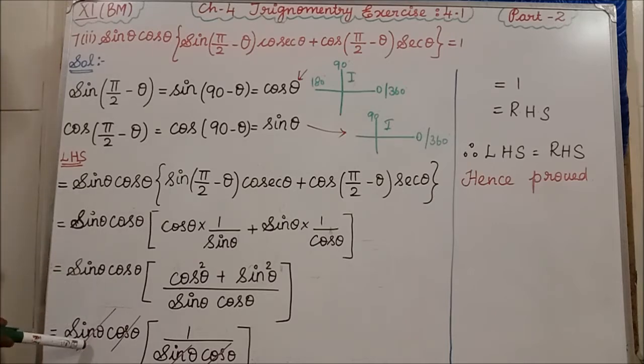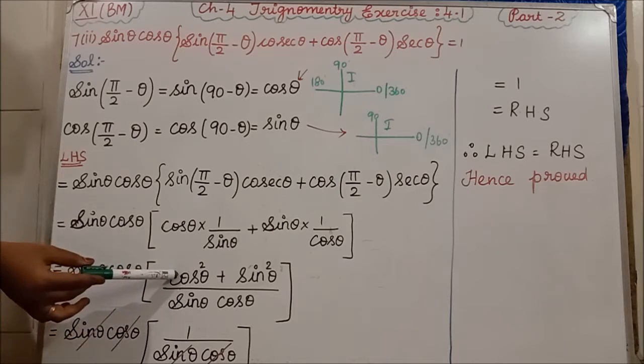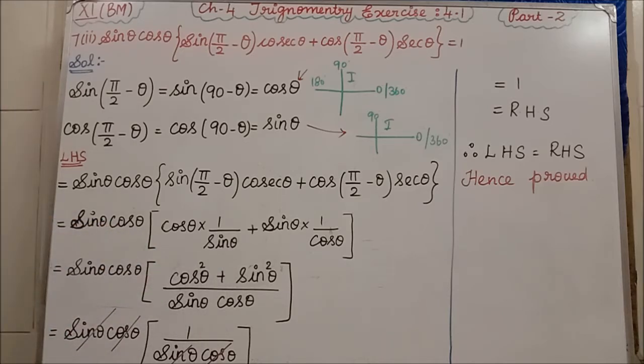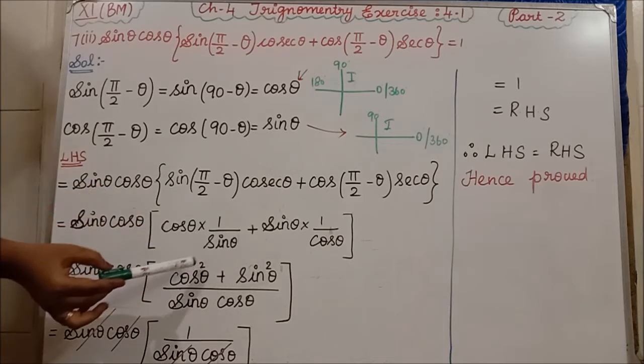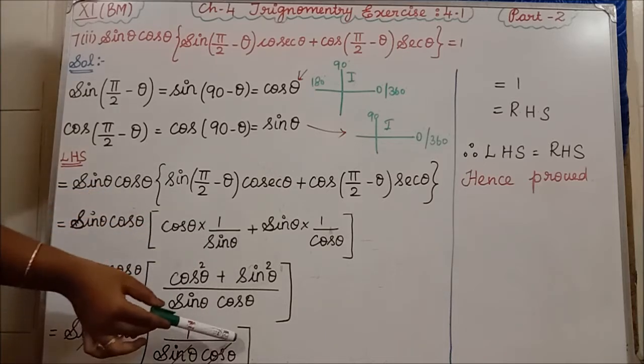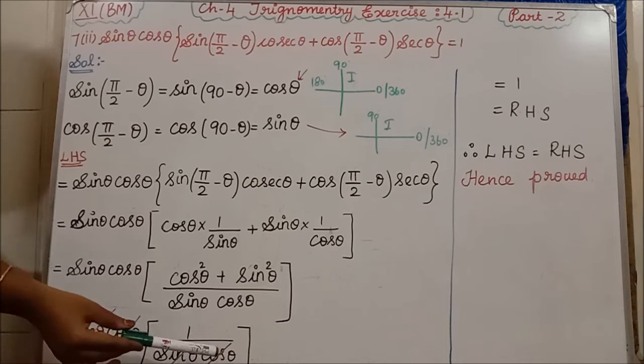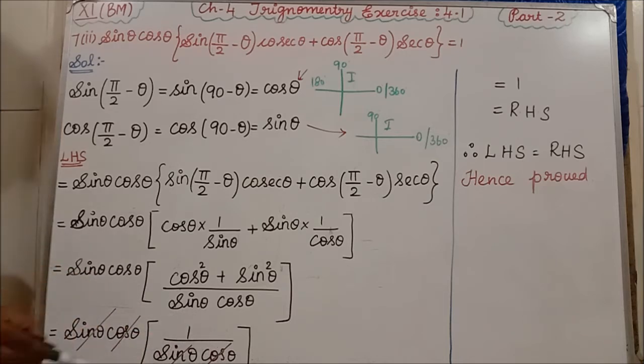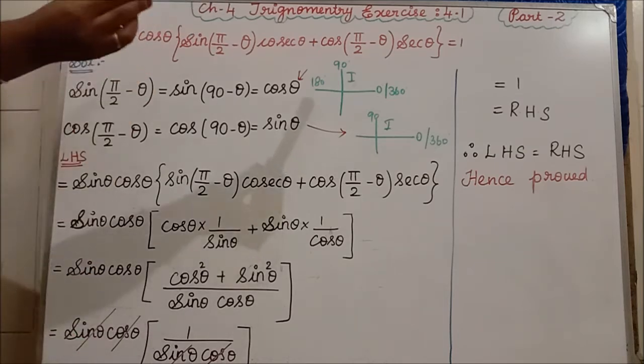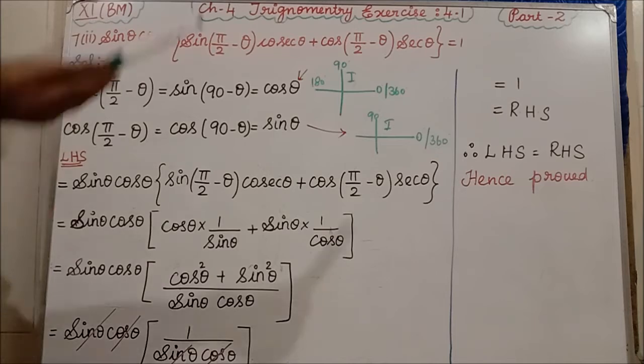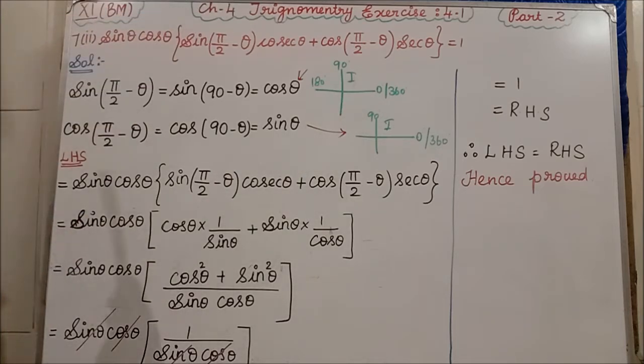Clear? The next step, sin theta cos theta I am writing. Sin square theta plus cos square theta, the value is what? Trigonometric identity. This is a very famous identity you have learned in many problems, isn't it? Sin square theta plus cos square theta, the answer is 1, divided by sin theta into cos theta. Sin theta cos theta is getting cancelled. So everything is cancelled, we are having 1. So that is our RHS. Therefore LHS is equal to RHS, hence proved, we have to write. Clear, the seventh question?